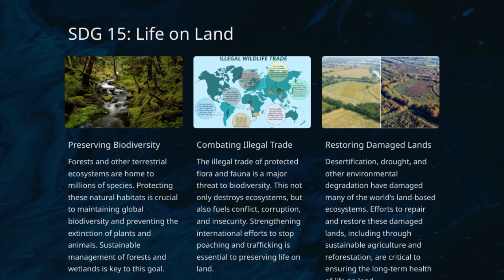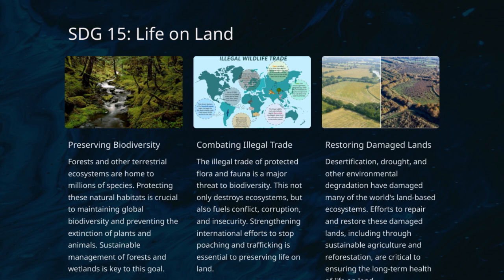Moving on, another critical issue is the illegal trade of protected plants and animals. This illegal activity is a major threat to biodiversity because it not only destroys ecosystems, but also fuels conflict, corruption, and insecurity in many regions. Strengthening international cooperation to combat poaching and trafficking is vital if we want to preserve the rich diversity of life on land. And speaking of biodiversity, our forests and terrestrial ecosystems are home to millions of species.